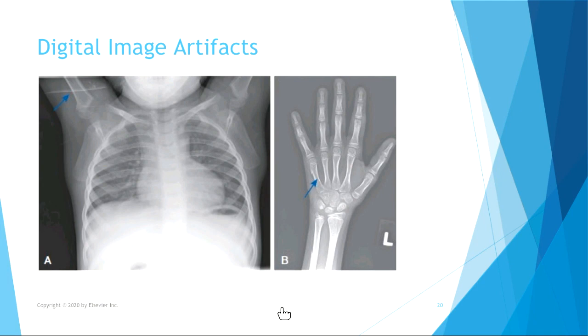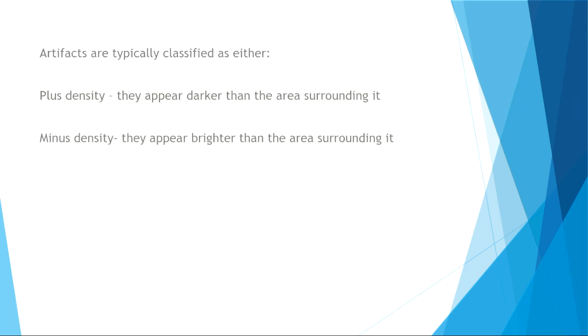Okay, so these are just some of the digital artifacts. Typically, when they talk about artifacts, they usually classify artifacts into two categories, which are either plus density or minus density artifacts. When it's a plus density, the artifact will appear darker than the area surrounding it, meaning plus density plus darkness. When it's minus density, they appear brighter or lighter than the area surrounding it.